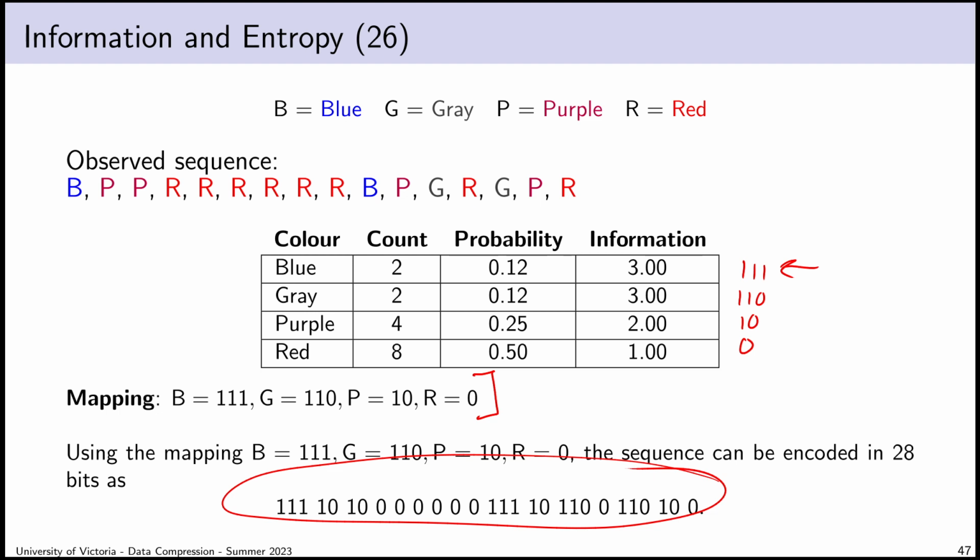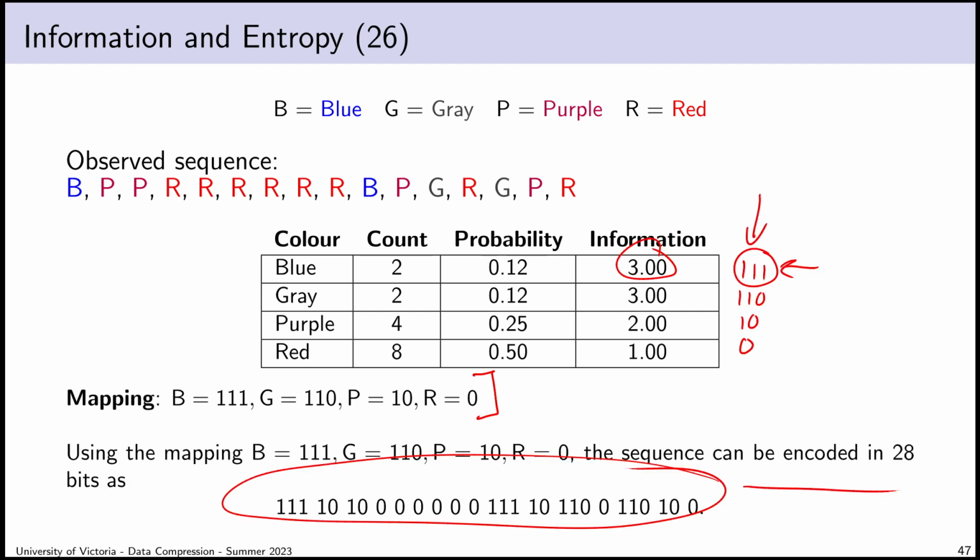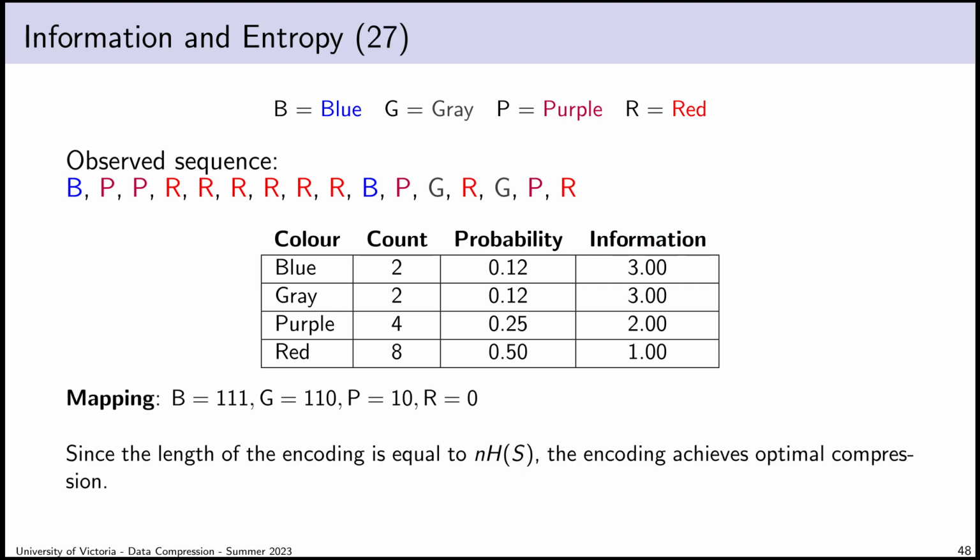Now, I was lucky because in this case, the information content was a whole number. As expected, if I encode each symbol separately, and there's that caveat again, I can find a way of encoding each symbol into a number of bits exactly equal to its information content. I don't always have that luxury. And so I have now achieved optimal compression. 28 bits in this context with independent symbols is optimal.